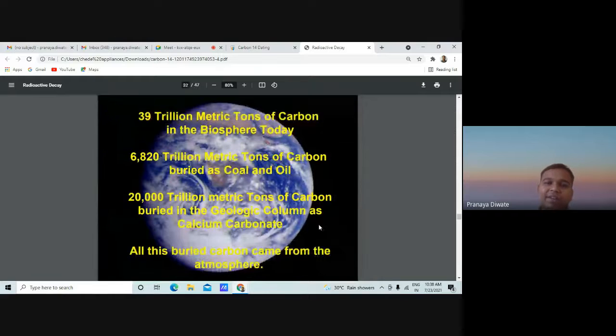So there are 29 trillion metric tons of carbon in the biosphere today, 6,820 trillion metric tons of carbon buried as coal and oil till now, and 20,000 trillion metric tons of carbon buried in the geological column as calcium carbonate. All this buried carbon comes from the atmosphere.